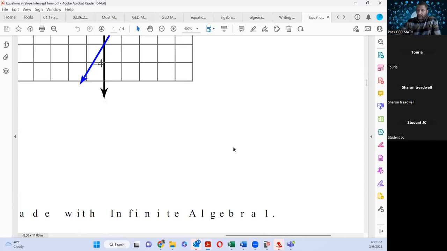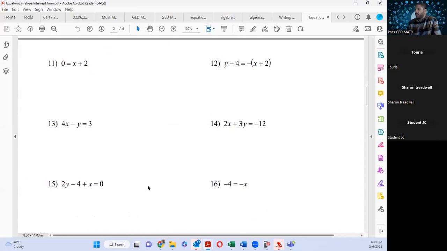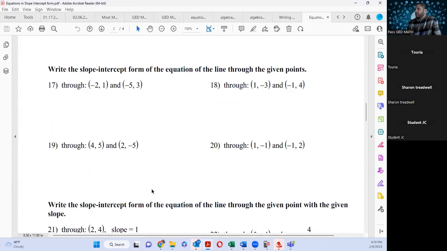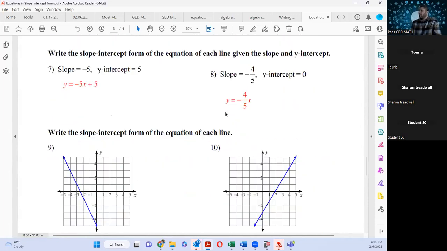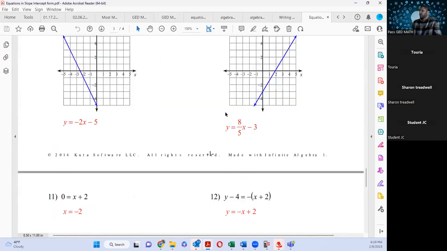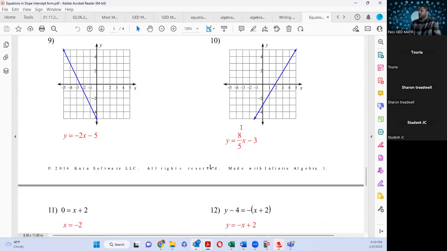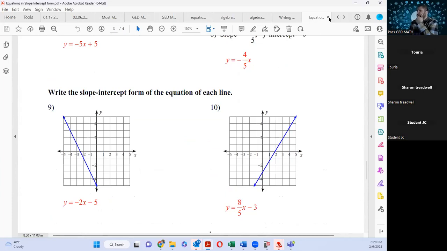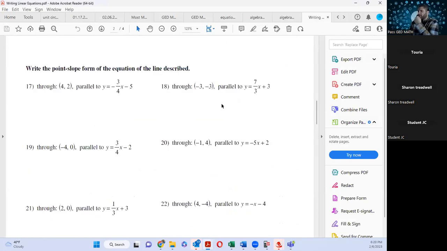All right. So let me see. Do I got any parallel or perpendicular problems on here? No, I don't have any parallel or perpendicular problems on here. The answer is 8/5 x minus 3. There we go.